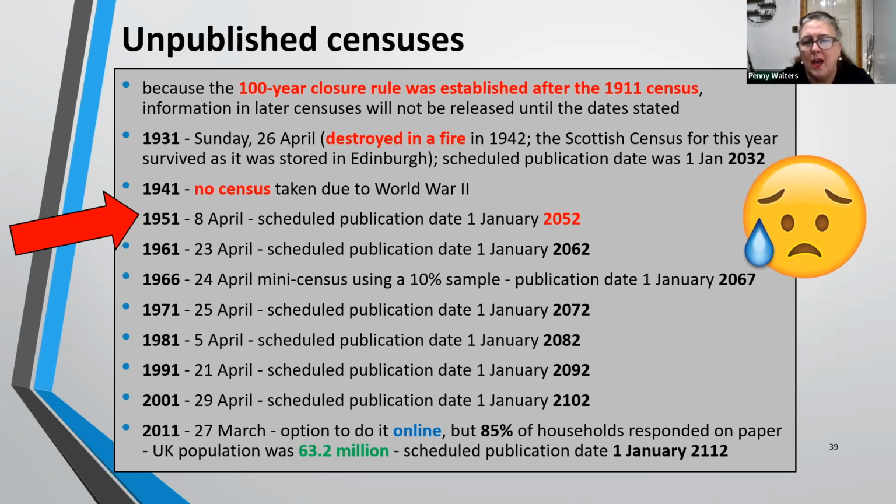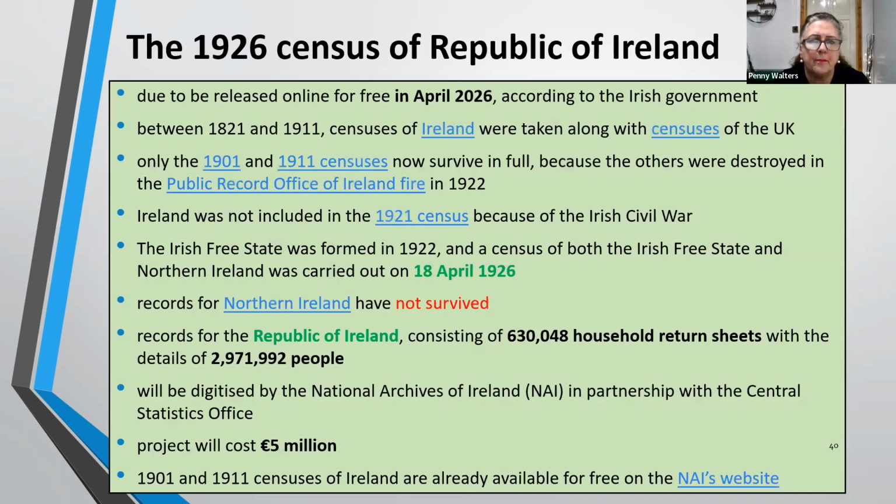2052. I think it's a bit energetic to think that we'll all be around to open that census, so I feel a bit sad on many levels about that. But basically, the 1921 census is pretty much the last one that we're going to be opening, unless you've got Scottish ancestors. 10 years ago, people were offered to do the census online. Very few people took them up on it.